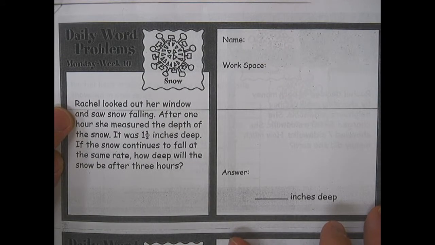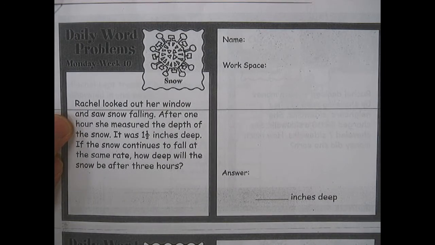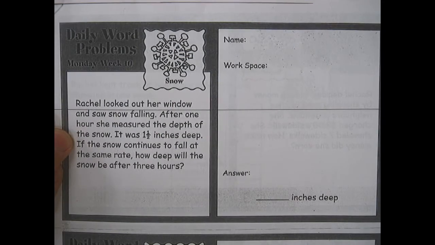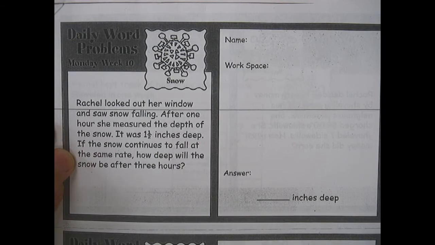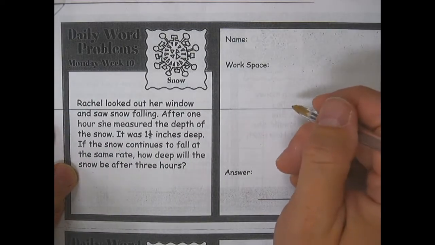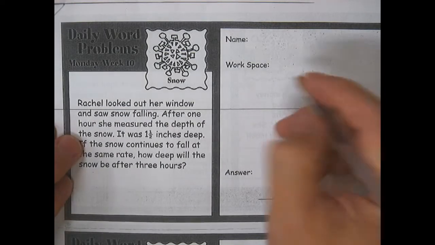Double check there. So Rachel looked out her window and saw snow falling. Oh, goodness. I am not a big fan of snow. After 1 hour, she measured the depth of the snow. It was 1.5 inches deep. If the snow continued to fall at the same rate, how deep will the snow be after 3 hours? Oh, this is a kind of a prediction or making a conclusion. So 1 hour.